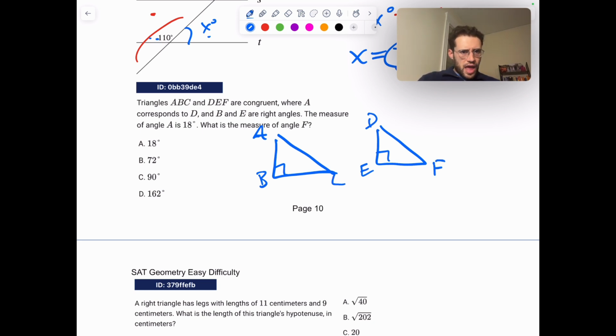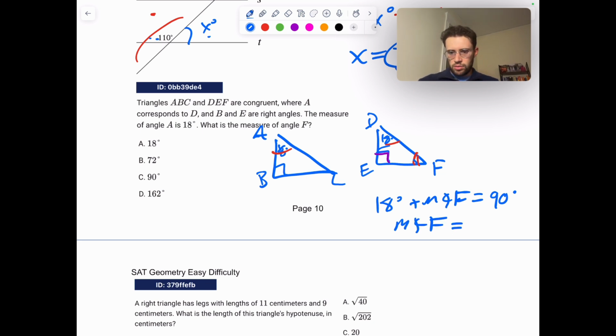The measure of angle A is 18 degrees, which means that D is also 18 degrees. What is the measure of angle F? Well, we said this is also 18 because they are in the same spot. So F is going to be the one we have to find. Just 18 plus 90 plus F would add up to 180 degrees. Since this is 90, you can subtract that 90. The other two angles of the triangle add up to 180 minus 90, which is 90. So 18 degrees plus the measure of angle F adds up to 90 degrees. Subtract 18 from both sides. That gives us the measure of angle F is equal to 72 degrees, which is option B.